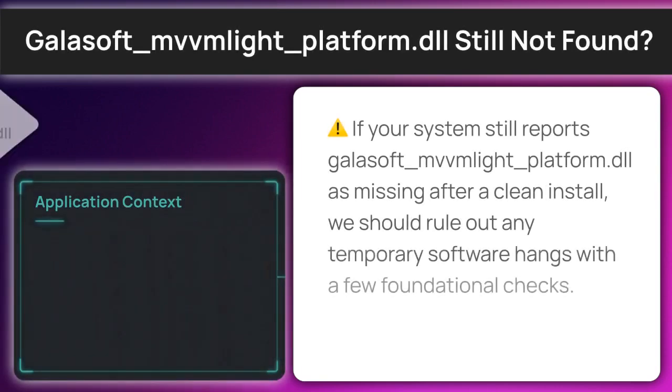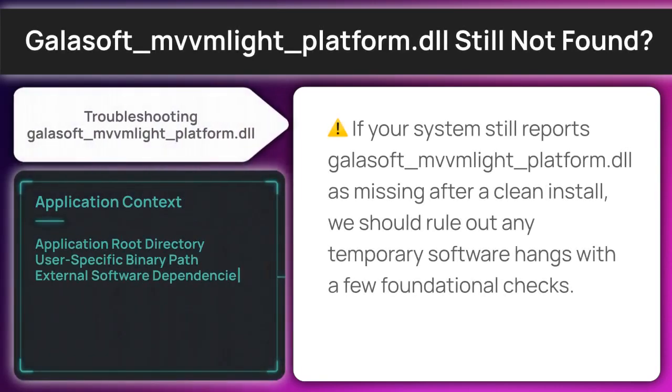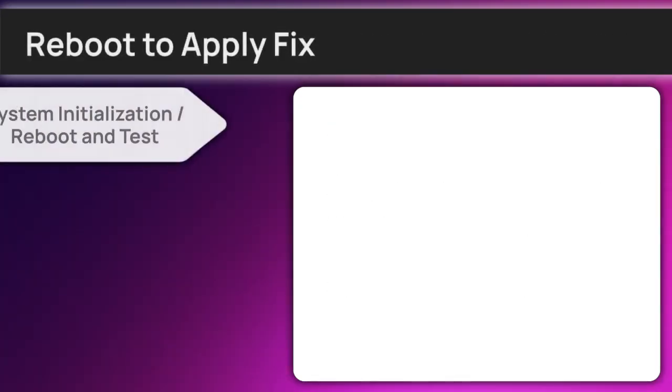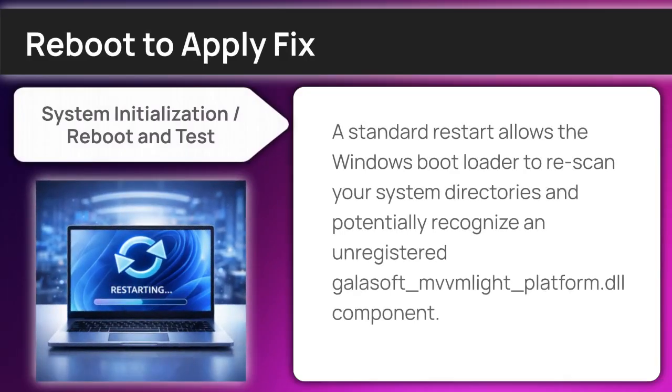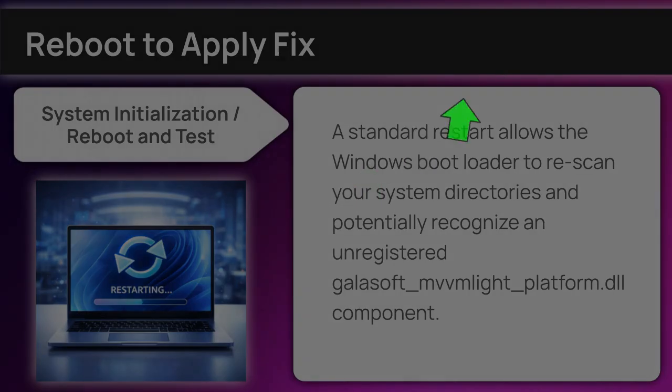Should the file remain missing after a reinstall, we need to ensure that the operating system is forced to re-index its shared library paths. A system reboot is a reliable way to clear away zombie processes that might be interfering with Galasoft MVVM Light Library. It's a low-impact step that ensures your operating system is starting with a synchronized environment.